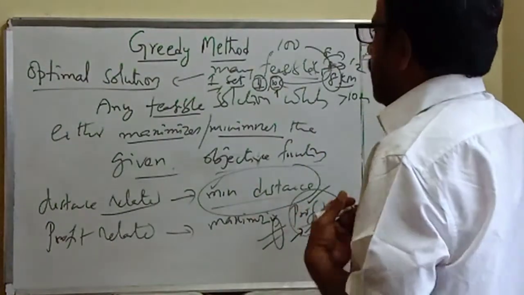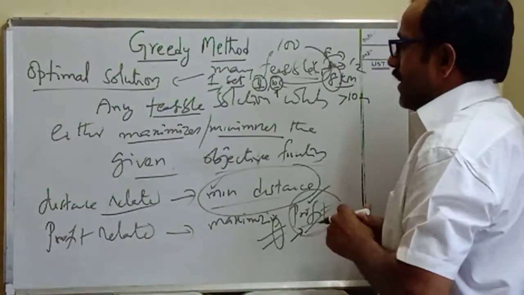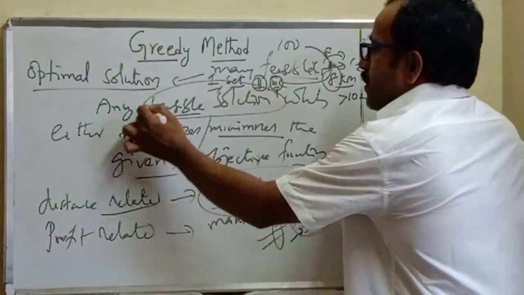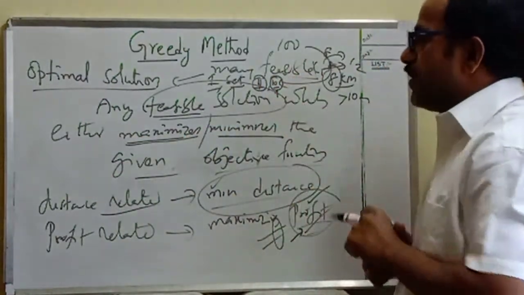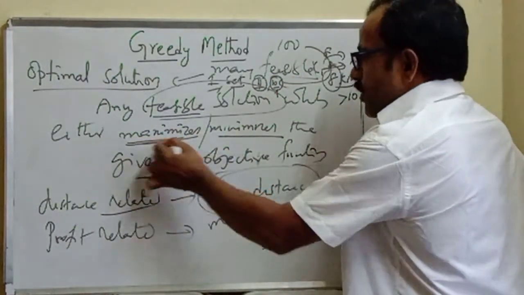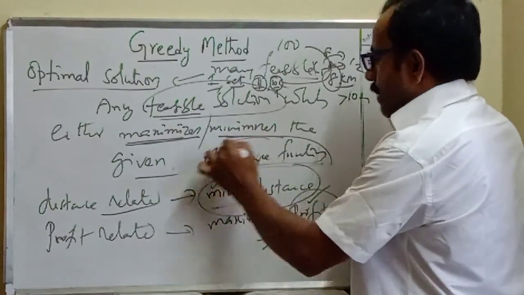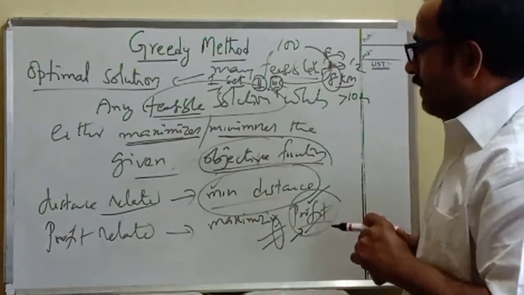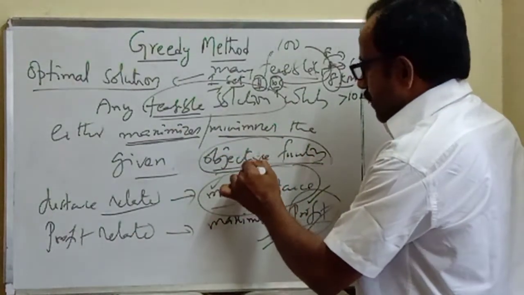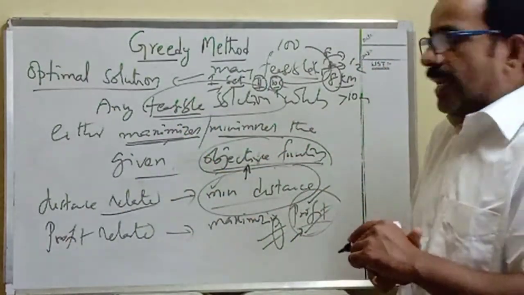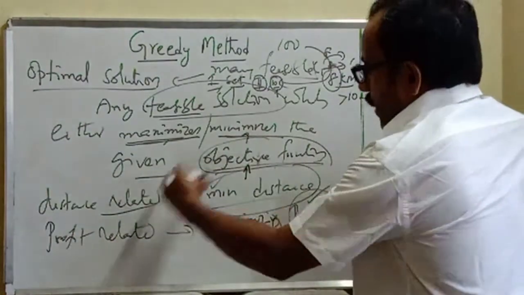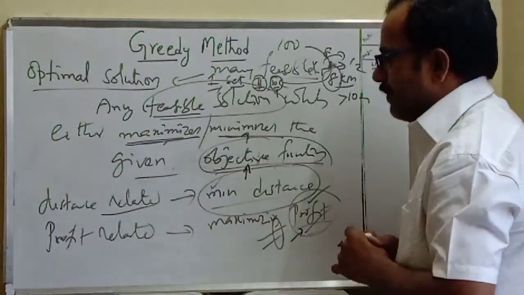But ultimately, the aim of that particular optimal solution is selecting one feasible solution or a set of feasible solutions which either maximizes or minimizes the objective function, based on the problem nature. So the objective function varies based on the nature of the problem. Sometimes the objective function may require maximization. Sometimes this particular objective function may require minimization. I have already given two examples, one for minimization, another for maximization.